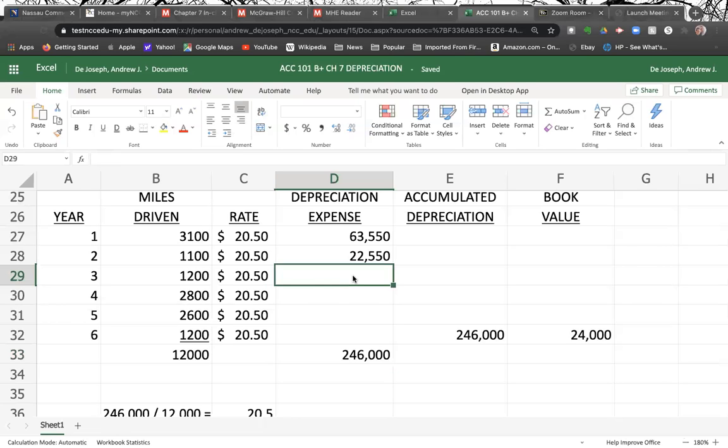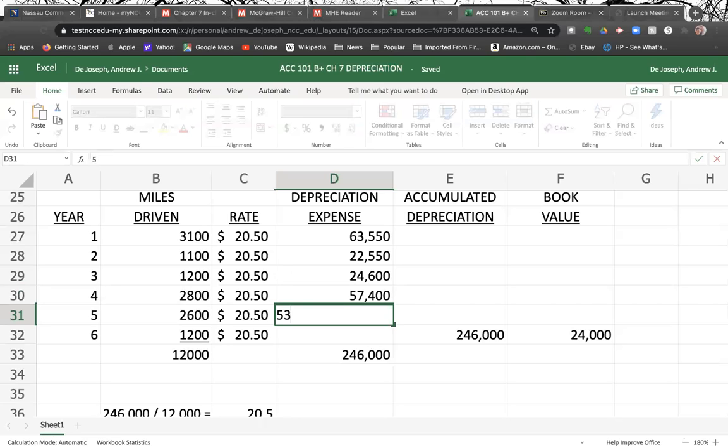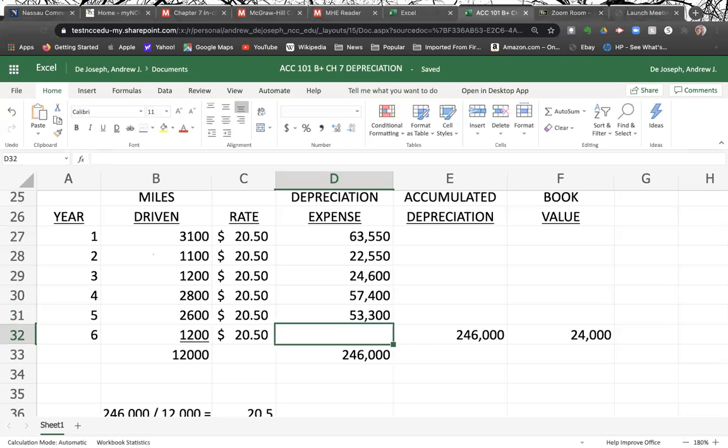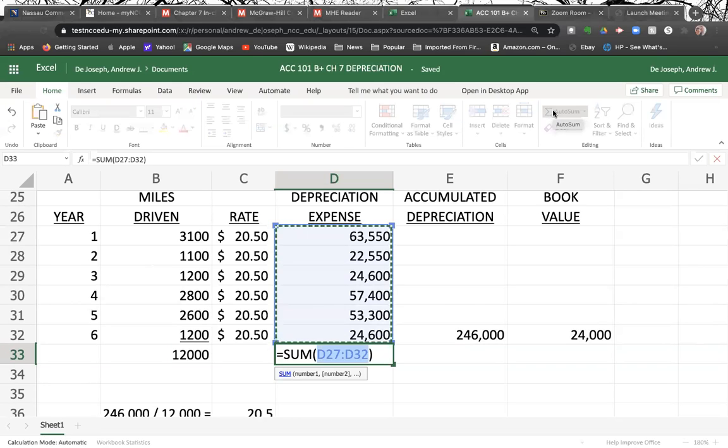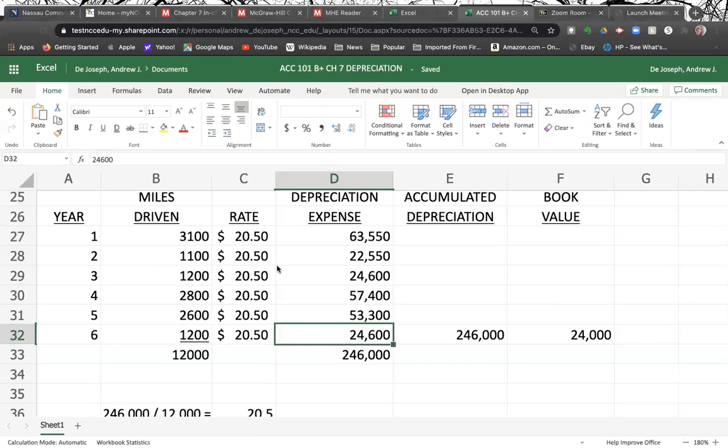1,200 times $20.50, 24,600. 2,800 times $20.50, 57,400. 2,600 times $20.50, 53,300. And 1,200, we had that once before, right? 24,600. Now I'm going to add this up, and this should come out to 246. If it doesn't, I made a mistake. All right, so thank God it came out to 246.